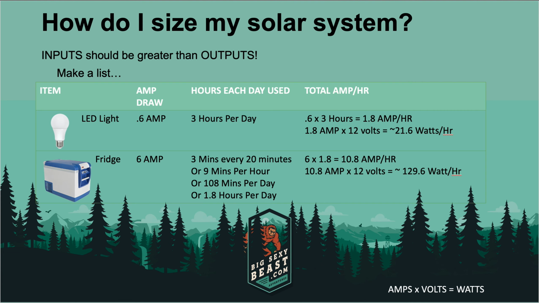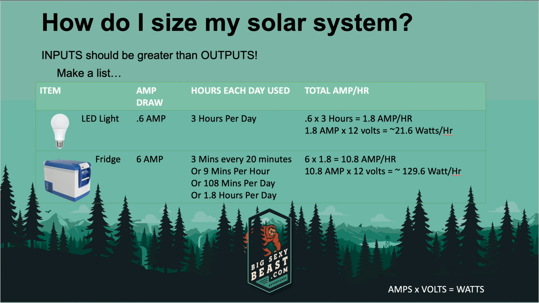In your next column, you're going to simply multiply your current draw times how many hours a day that you think you're going to have it on. So for example, our LED light example, 0.6 amps, it's going to run for 3 hours a day, which means I'm going to use about 1.8 amp hours. My fridge uses a lot more power. It's going to pull 6 amps times that 1.8 hours during the daytime, which is 10.8 amp hours, quite a bit more.